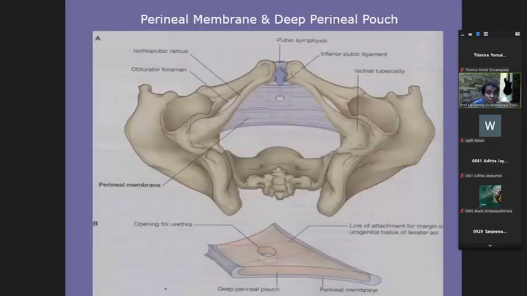So the perineal membrane and deep perineal pouch. So this is the deep perineal pouch and this is the perineal membrane. So there is an opening for the urethra and then this is the membrane. So this one generally we cut during any surgery for cystocele, bladder and all that. This is the space we get into. Right, but just know there is a perineal space in the anterior triangle of the vagina, right?